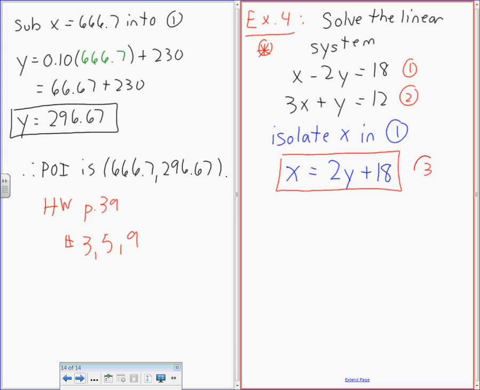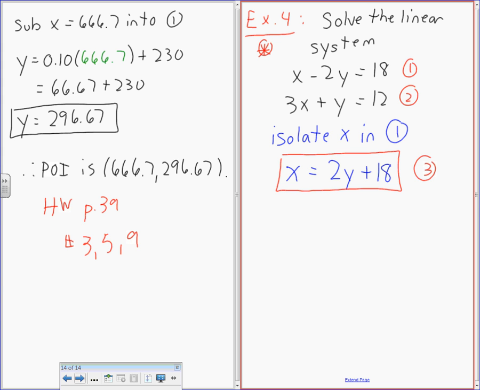Now, please be brave. I know I'm going through this quickly because I'm too excited. So all we did is we took the first equation, we took the negative 2y on the left, and we turned it to positive 2y on the right, so we isolated x. That part's done. Okay, let me slow down.